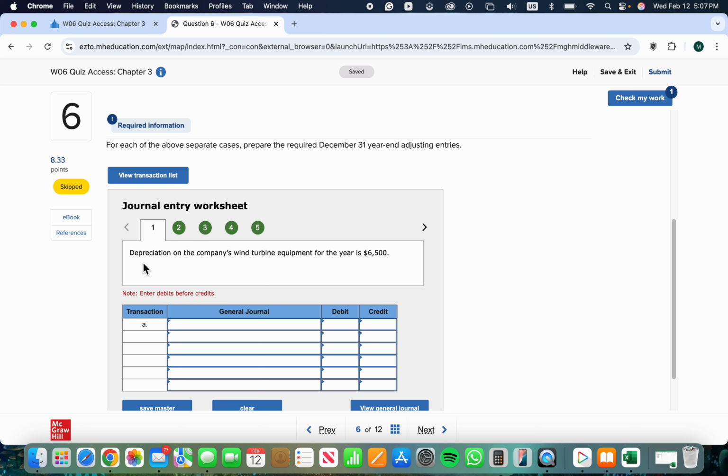So for the first one, we are going to look for depreciation on the company's wind turbine equipment for the year: 6,500. So we already know the number because it says right here, and make sure you're putting in that number because earlier I miscalculated and I accidentally did it for the month. So make sure you're actually reading it as the year, not per month, in calculations. So for that, it is going to be 6,500. So let's just put those in.